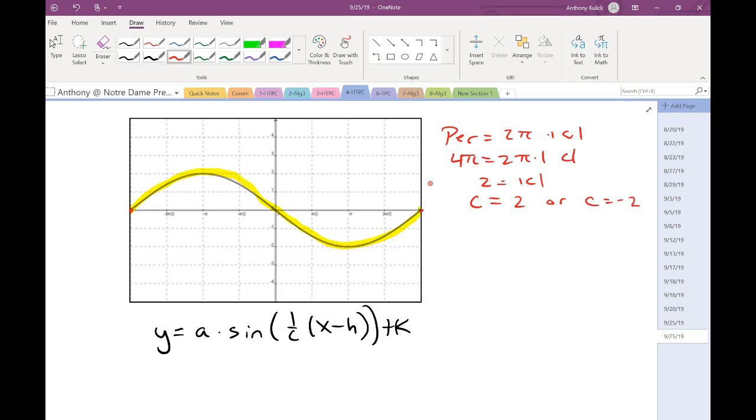K. All right. Which of those attributes relates to K? The midline. The midline is y equals K. So I'm going to look at my graph and find where the midline is. Where's the midline? Just this, right? That divides the graph in half. Everybody agree with that? So, what is my value for K? 0.